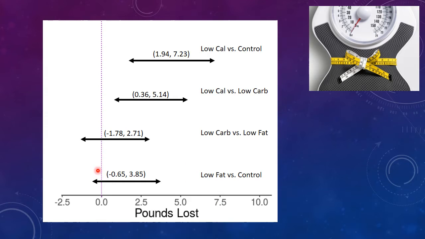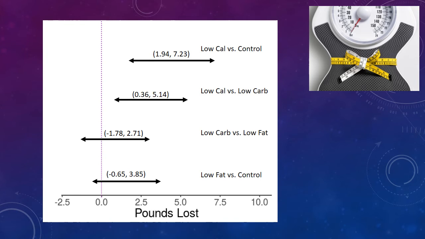The HDI for the contrast between the low-fat diet and the control condition also includes 0, but it only includes a few negative values, and the HDI also includes many positive values. This suggests that even though it's somewhat plausible that the low-fat diet isn't any better than no diet, it's also plausible that the low-fat diet has a small advantage over not dieting. In fact, the posterior probability that the average weight loss under the low-fat diet is greater than the average weight loss under the controlled condition is about 90%.